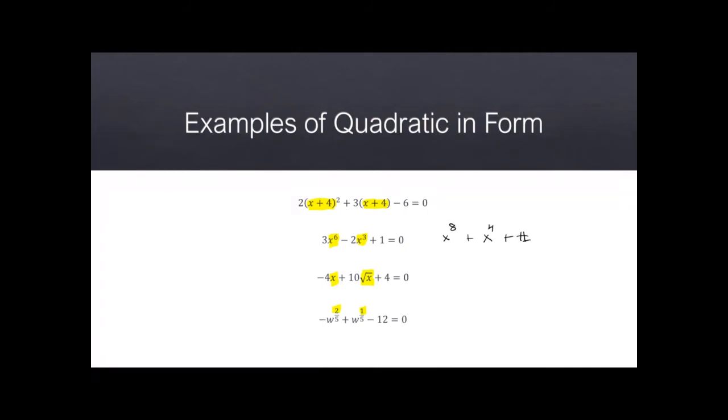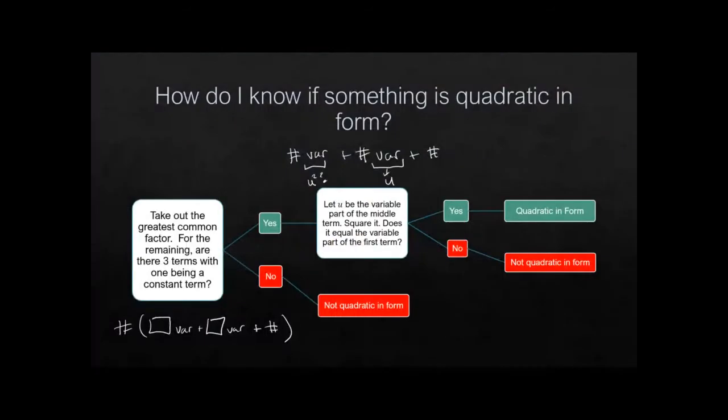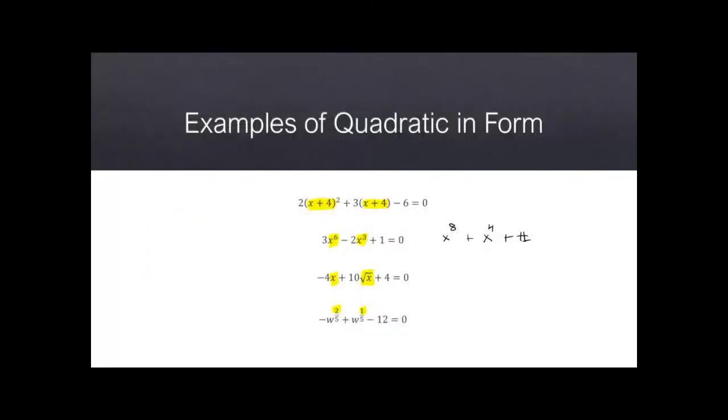But the first 2 are usually the most common that you'll see. The last 2 are very rare. So I wouldn't worry too much about the last 2. It's the first 2 that are very common. And using the steps that I have right here on how to know if it's quadratic in form, that will work for you to check to see if you can use this technique. But these are basically some of what they look like and what to look for.